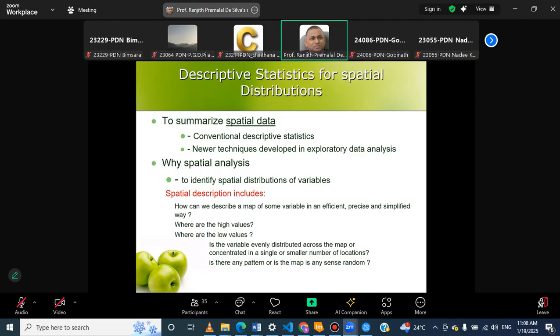Is there any pattern, or is the map in any sense random? So whether there's a pattern of distribution or it is totally random, you have no way of explaining how things happen. Only God knows, people say. When you cannot explain, only God knows. If you ask, when I toss a coin, can you say the outcome? It's random in all senses. You cannot predict it. It can be either head or tail. Nobody can tell that.